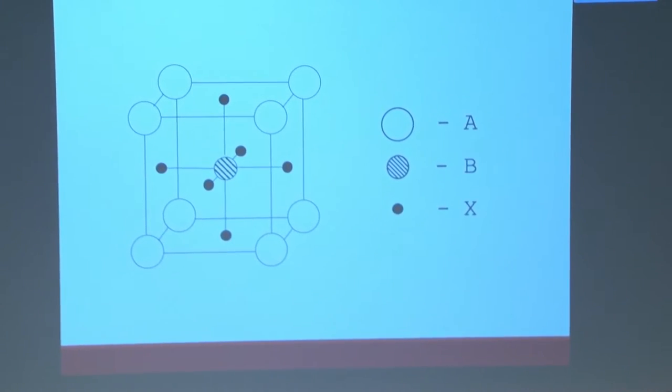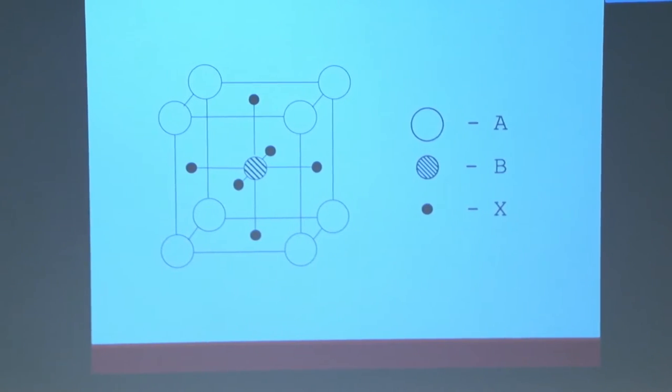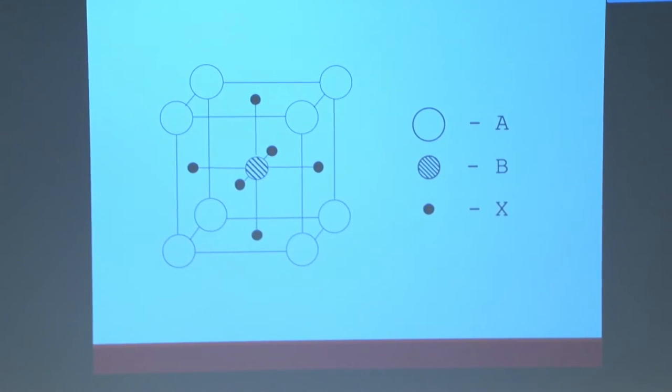A and B are metal cations, and X is an anion, which is typically oxygen. The atoms A are located at the cube corner positions of the cubic unit cell, and B is located at the body center position, with X located at the face-centered positions of the cubic unit cell.